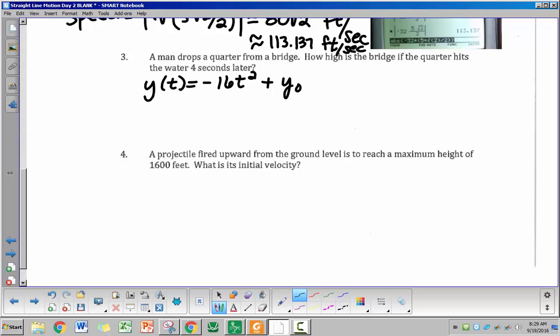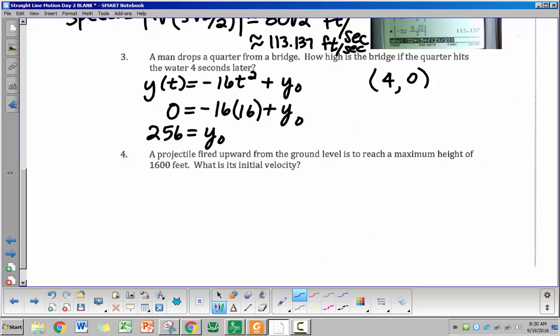But I know that it's hitting the water 4 seconds later. So I have a point in time, don't I? At 4, what is my position? 0. So may I use that to solve for y naught? Of course. So we'll say 0 equals negative 16 times 16 plus y naught. And 16 squared is 256. Right? Okay, so the bridge is 256 feet high.